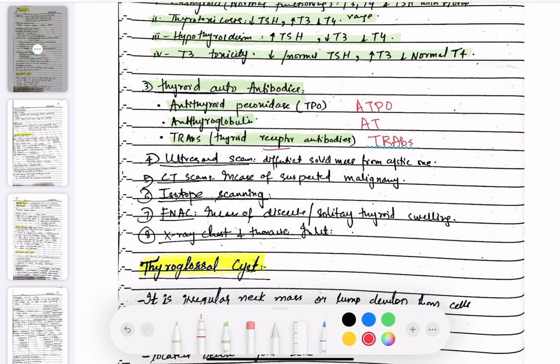Ultrasound scan is done, which differentiates a solid mass from a cystic one, and CT scan is done in case of suspected malignancy. Isotope scanning of the thyroid is done, and fine needle aspiration in case of a discrete or solitary thyroid swelling, and X-ray chest and thoracic inlet is done. So these are the basic investigations which are done in the case of thyroid diseases.